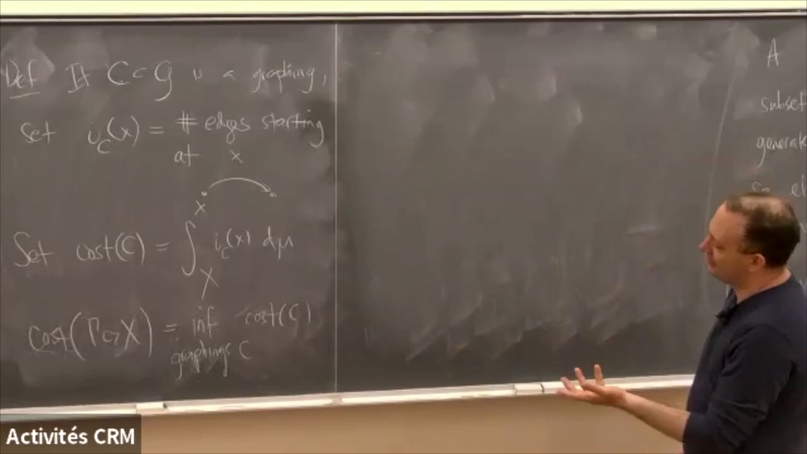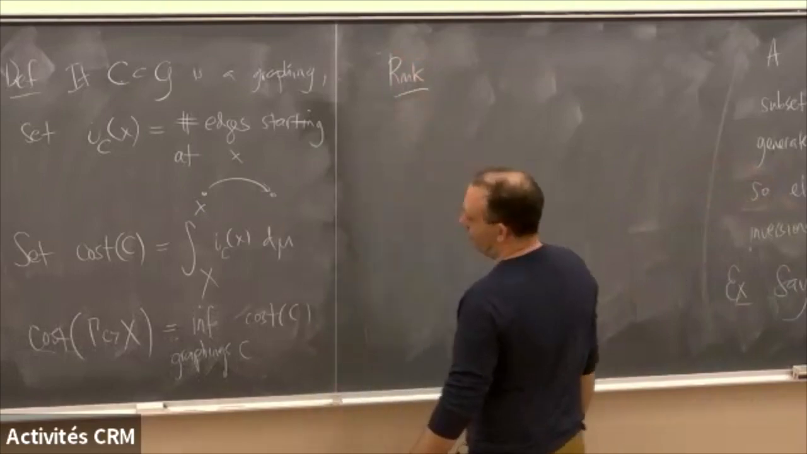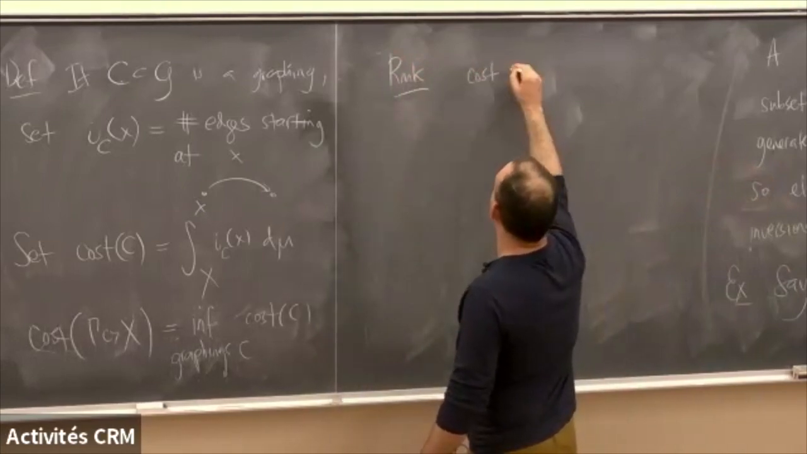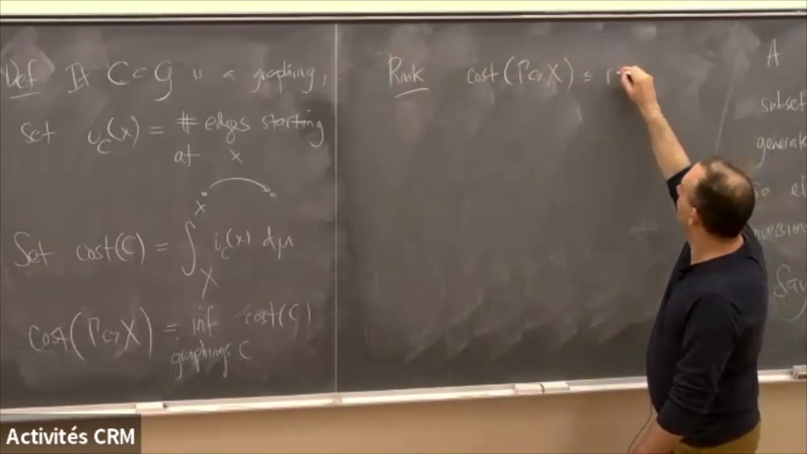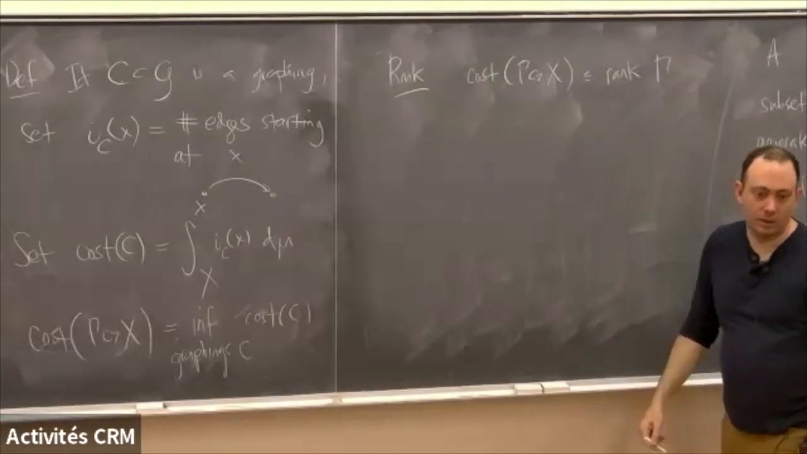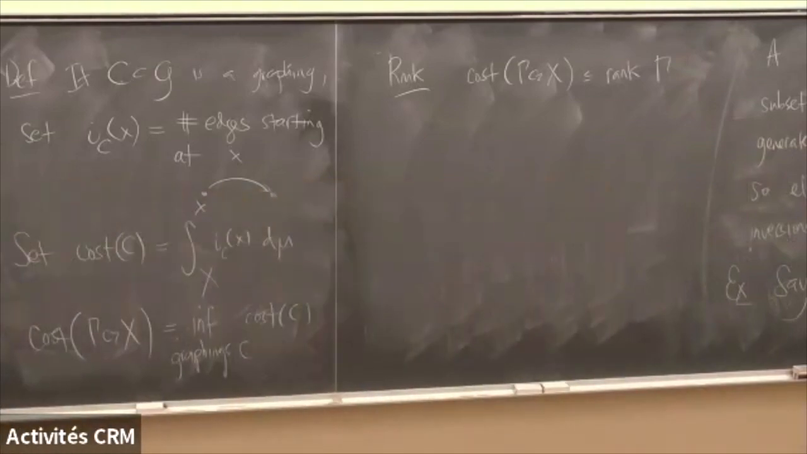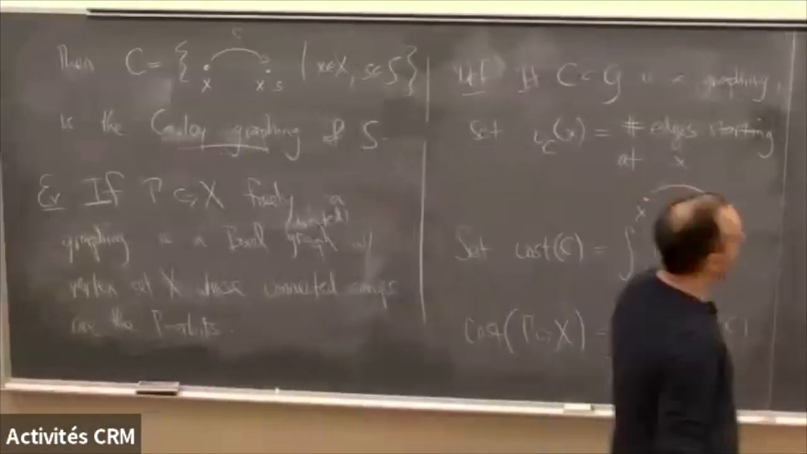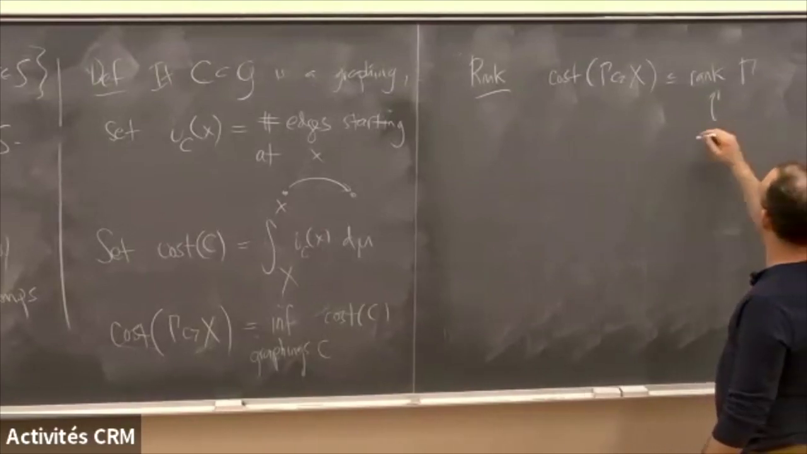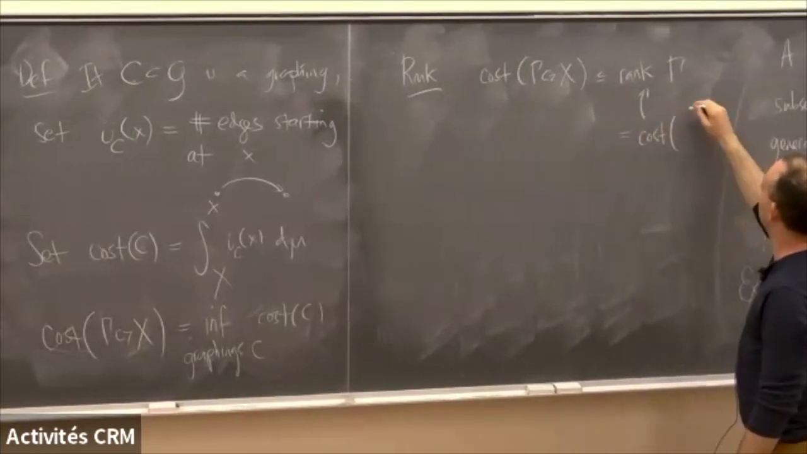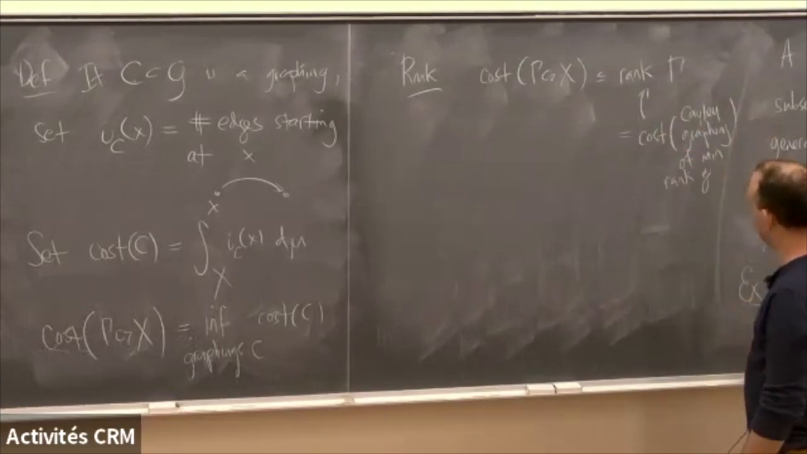Okay, so what do we do with this though? So maybe one remark. If I look at the cost of gamma acting on X, how does this relate to our favorite invariant? Well, it's at most rank gamma, because you look at this Cayley graphing, and this is equal to the cost of the Cayley graphing associated to a minimal rank generating set, or a minimal size generating set.